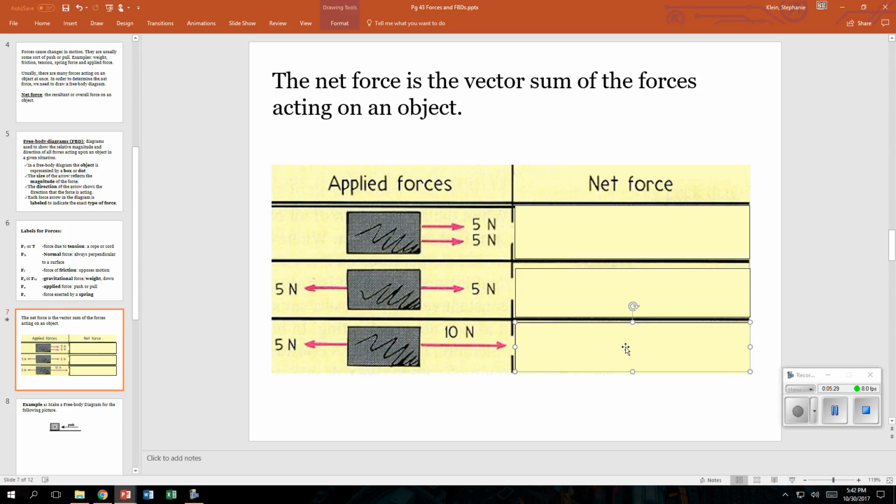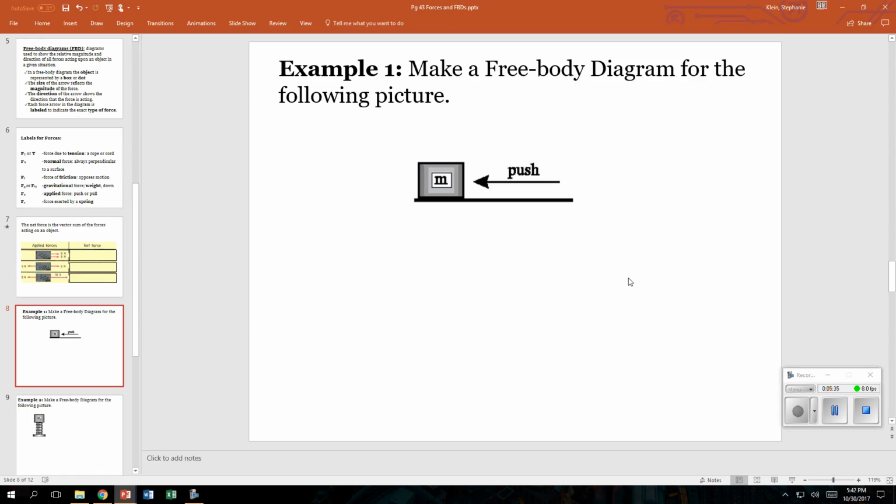Okay, so now let's do some free body diagram drawing. So here we have a free body diagram. Well, no, not yet. We're going to make a free body diagram. Now there is an applied force, okay? An applied force, and that applied force is actually coming from where it says push.